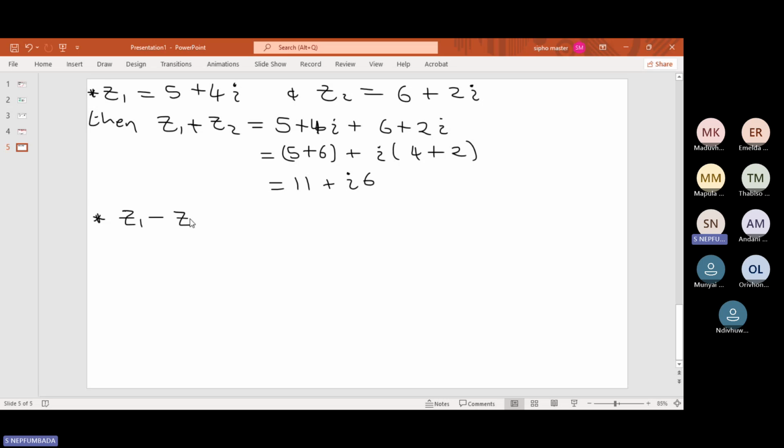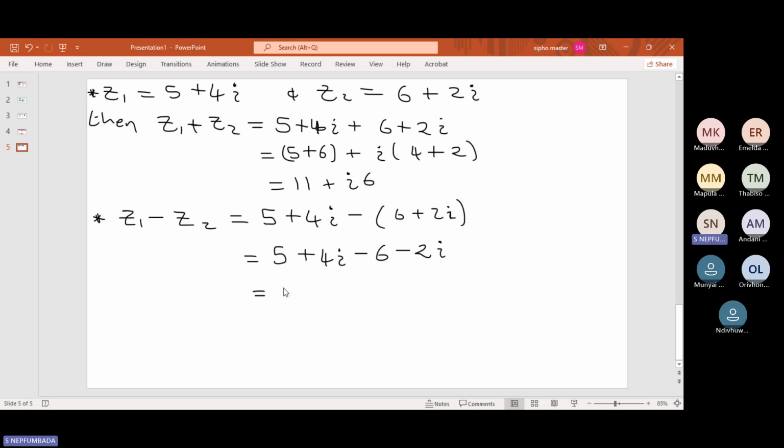Z1 minus Z2 is going to be equal to 5 plus 4i. Guys, the one for i is going to be subtracted with the one for i. The one for number only with the one for number only. That's all. Minus 6 plus 2i. Okay, let me just remove the brackets first. Why do I confuse you? This is 5 plus 4i minus 6 minus 2i.